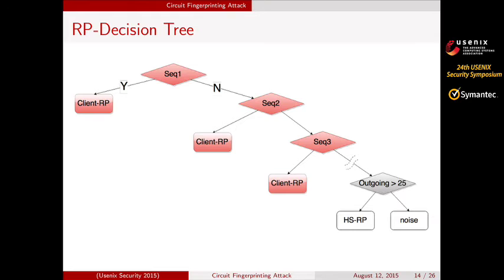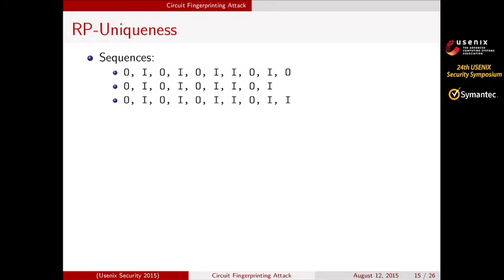So what exactly are these sequences? They look like this. To understand this, we have to actually understand which cells are used to establish a circuit in the beginning for Tor.